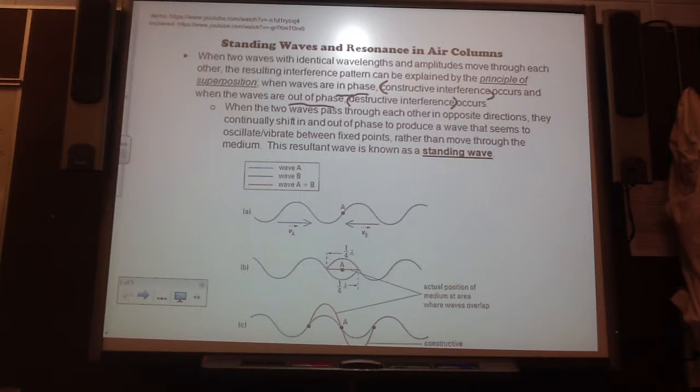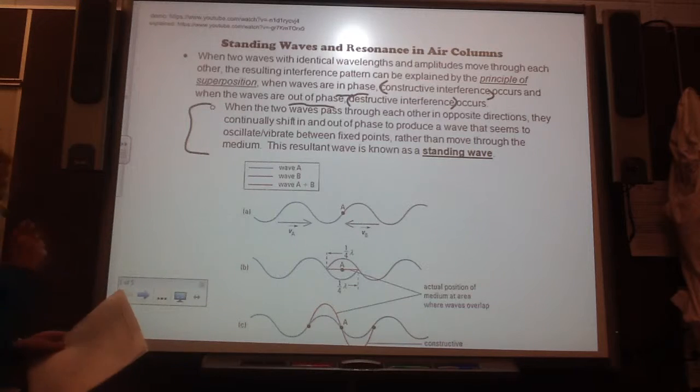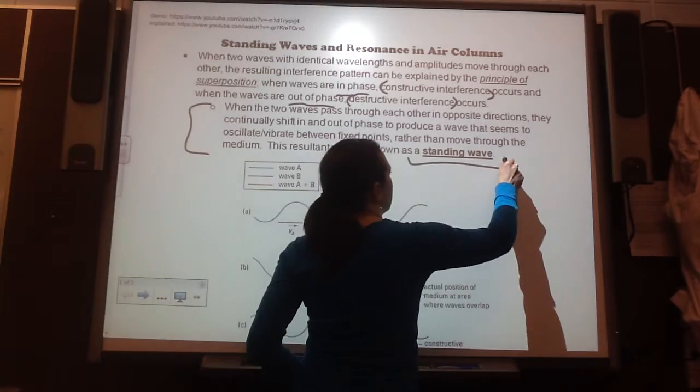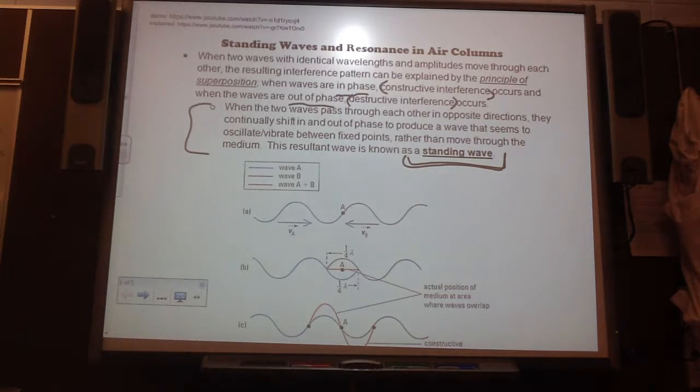Now, this is something new. When two waves pass through each other in opposite directions, they continually shift in and out of phase to produce a wave that seems to oscillate or vibrate between fixed points rather than moving through the medium. This is known as a standing wave. So it appears like the energy is not actually moving, that it just stays the exact same wave. So it looks like there's no energy transfer, but there still is.